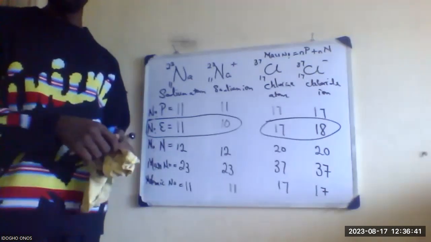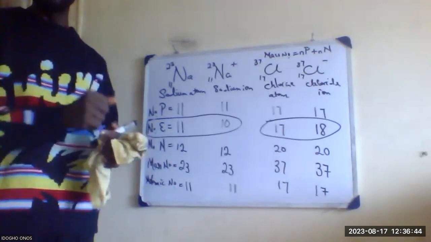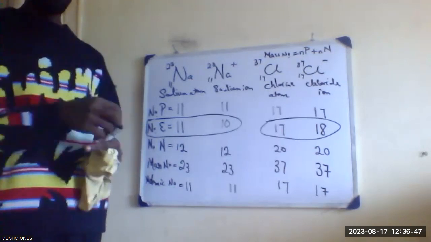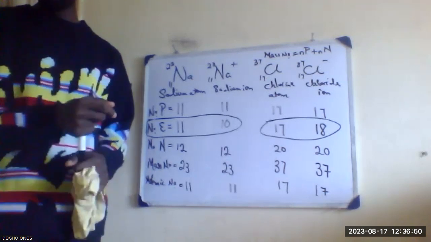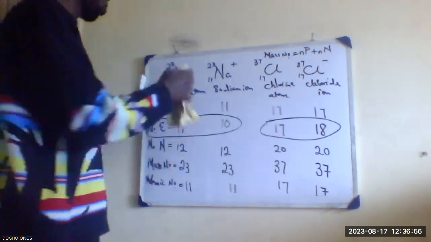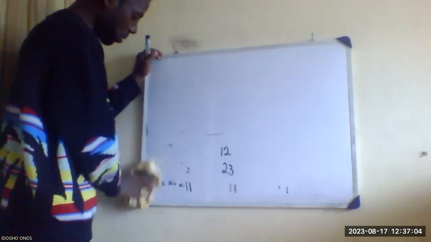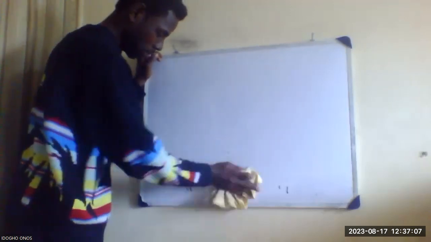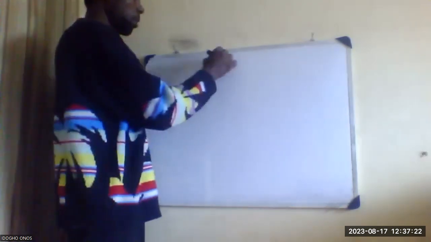Now, these three subparticles of an atom were discovered by three great scientists. So it is important to tell your students who discovered each of them. Proton was discovered by Ernest Rutherford. Electron was discovered by J.J. Thomson. And neutron was discovered by James Chadwick.